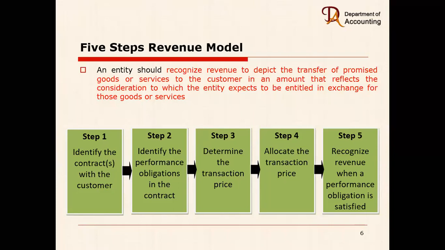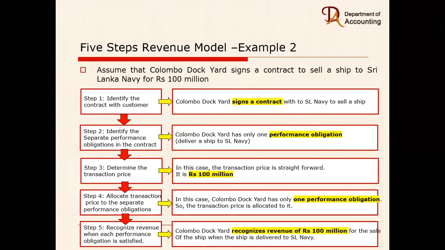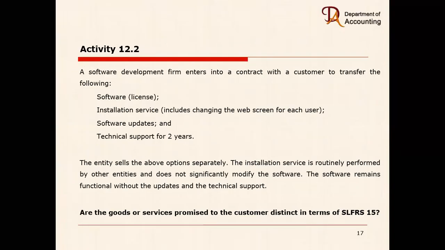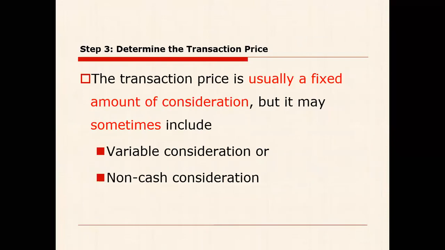Then the performance obligations in the contract were identified, that is, the promised goods or services, the promised goods and services. And in the third step, we determined the transaction price considering all the performance obligations. Now it's time to allocate this transaction price among the performance obligations. We'll see.